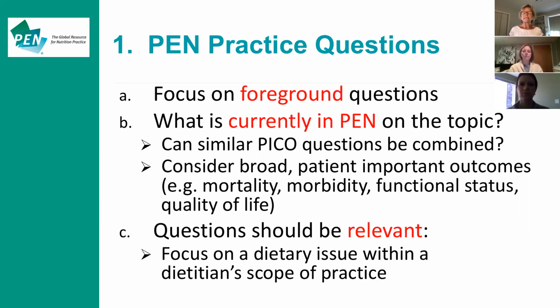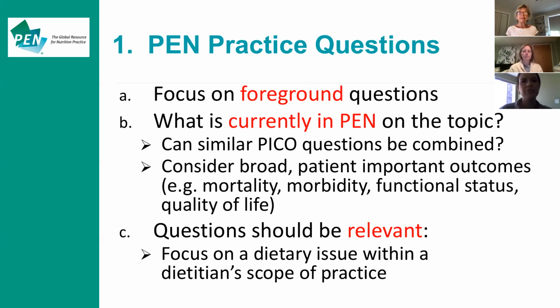So broader important outcomes are important to look at altogether when we're trying to come up with a recommendation. And finally, the question should be relevant. In particular, focusing on a dietary issue within a dietitian's scope of practice is one way to think about relevance. Other ways to think about it are how available the intervention would be, how obscure the population is, or how generalizable it is.